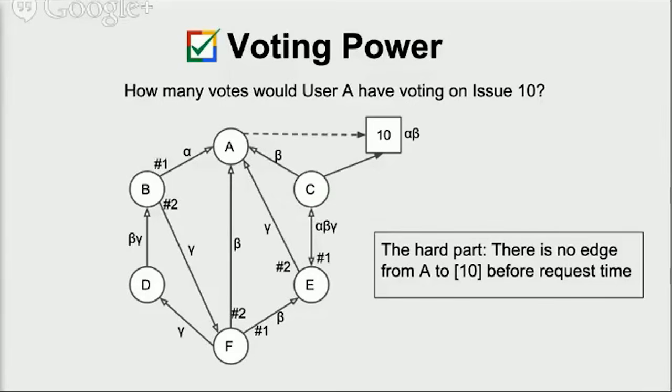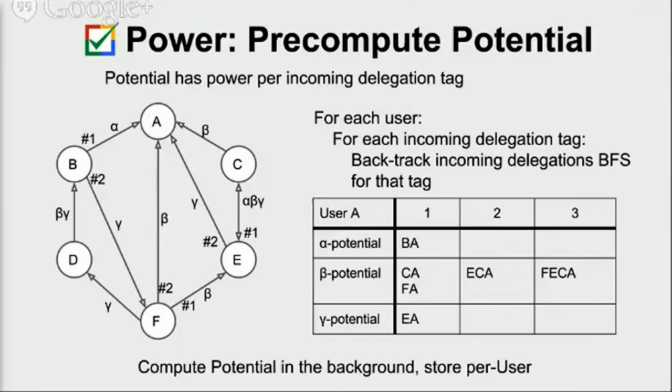Now power. Power is a weird one, because power is saying how much power would I have if I voted? I haven't actually voted on this thing, so now we're all at request time. Like tally and coverage, we did all in the background with background jobs, and we can do long graph algorithms there. So I'm A. As soon as A is looking at issue 10, we don't actually have an edge in the graph between A and issue 10. That's the tricky part. So what we do is we pre-compute something called potential for all users, and then we use that to make an estimate that is fast enough for request time.